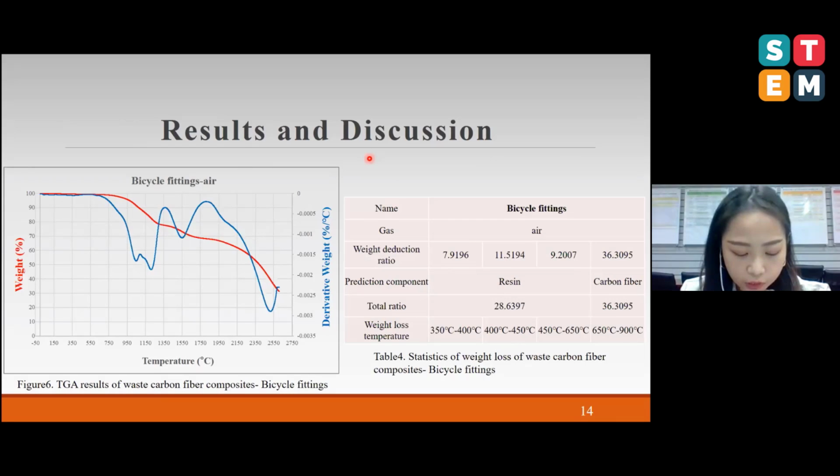For waste fittings, there is an additional temperature range for weight loss, which may be due to the unevenness of the sample. So the data clearly shows the uneven distribution of the carbon fiber proportion.